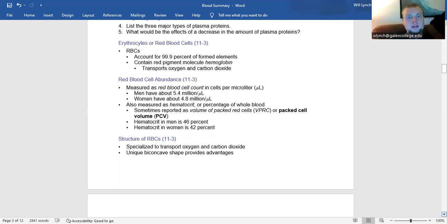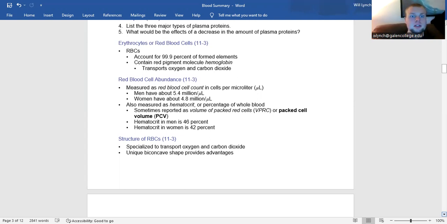The percentage of whole blood that is red blood cells is measured as the term hematocrit. So your hematocrit is the percentage of red blood cells that makes up your whole blood. Sometimes you'll also see it reported as packed cell volume, so if you see PCV or VPRC, that means the same thing as hematocrit. In men, usually the hematocrit is around 45% to 46%. Hematocrit in women is usually a little bit lower, around 40 to 42%.